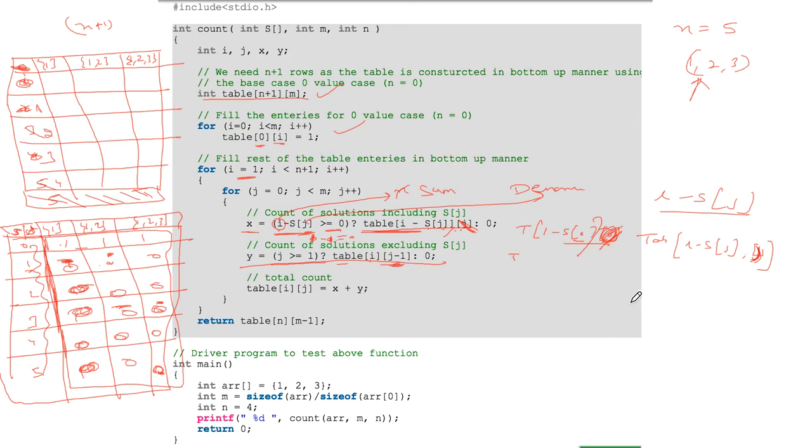Right? No. Correct. That's correct. That's correct. This is what he is trying to do. Two-dimensional. First dimension is I minus s of j and the other is j. Right? So if it is greater than or equal to 0, so here I minus s of j comes to be what? 0. So table of 0 comma 0 comma 0, which is what? 1. So here it will be 1.